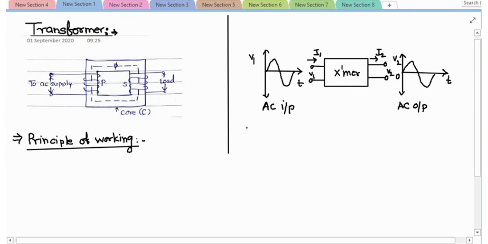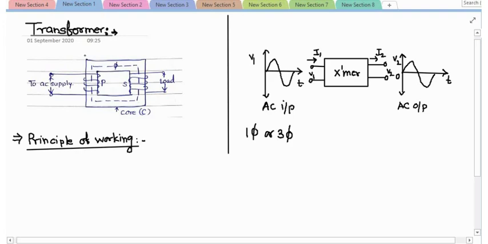Transformers are designed to operate either on single phase supply or three phase supply, and accordingly transformers are classified into two classes: single phase transformer and three phase transformer. Now let us see the working principle of the transformer. The operation of the transformer is based on the principle of mutual induction between two circuits linked by a common magnetic field. To understand the working principle, let us consider the transformer in its elementary form.